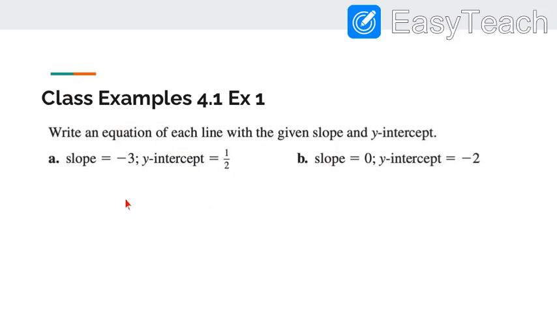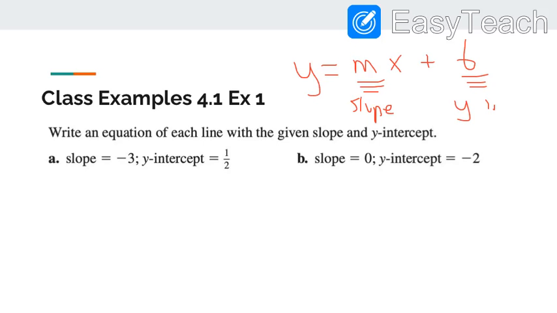Alright, so now we're just going to write out some of these. Remember that our base equation here is y equals mx plus b, where this is slope and this is your y-intercept. So if you know the exact values, this actually becomes pretty easy. You simply just rewrite this as whatever it has for you.